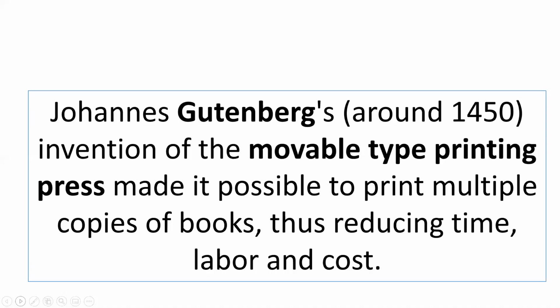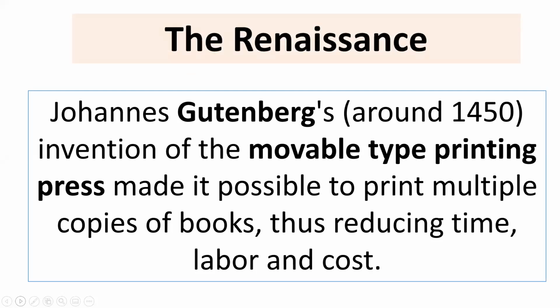So we have Johannes Gutenberg's invention of the movable type printing press, which made it possible to print multiple copies of books, reducing time, labor, and cost. So they already have production of a lot of copies of books. This way, literatures or stories are not only through oral communication. They also have other materials, other forms of entertainment during the Renaissance period.